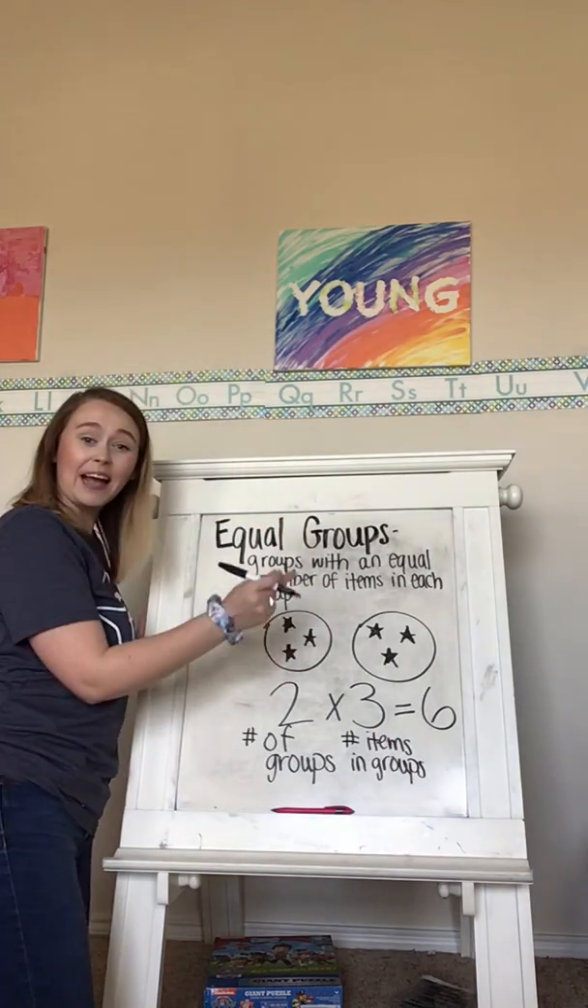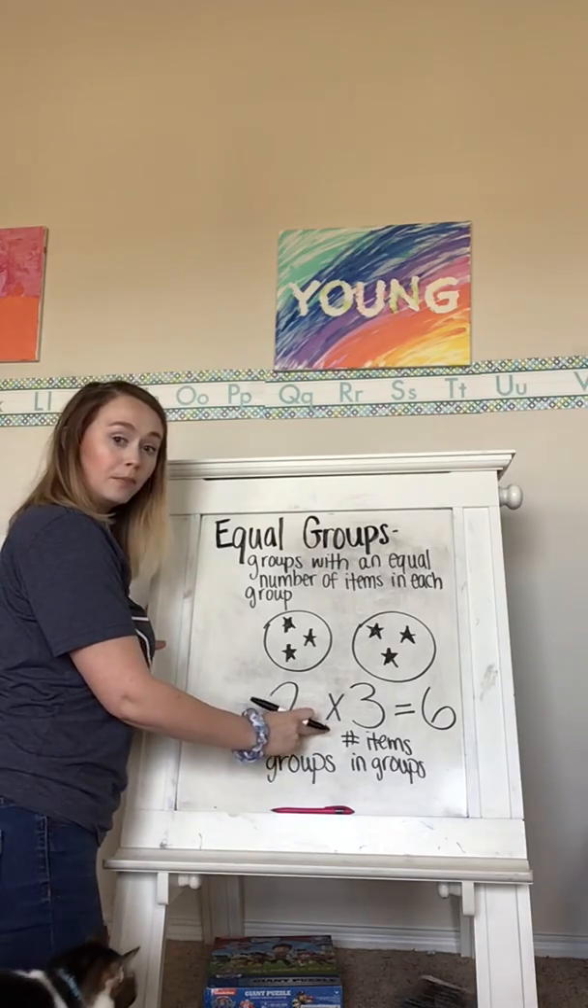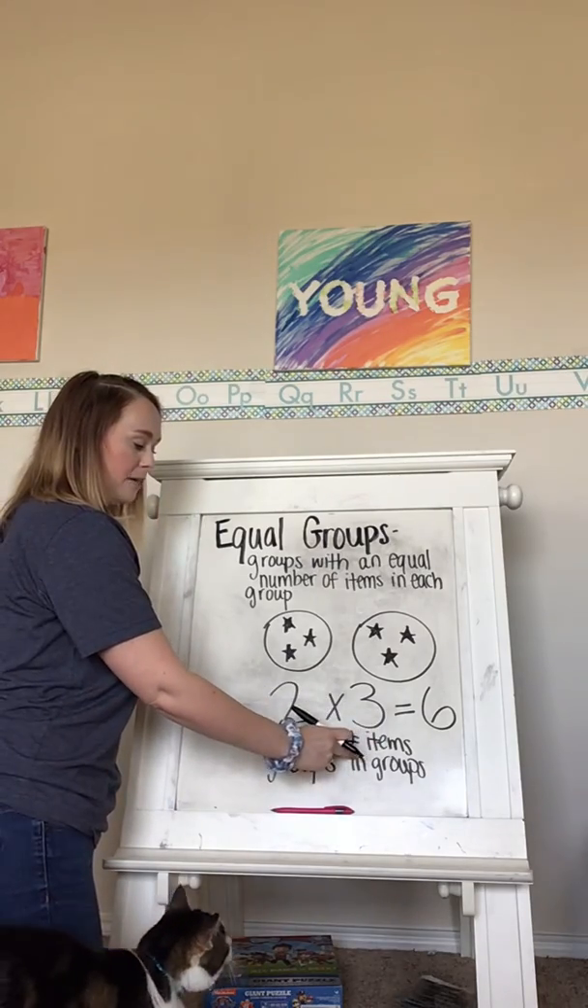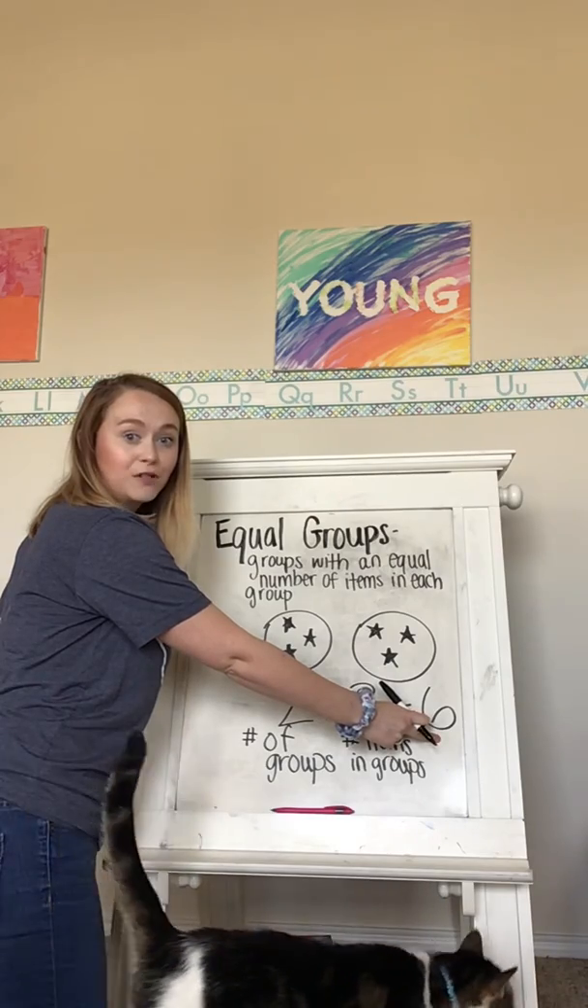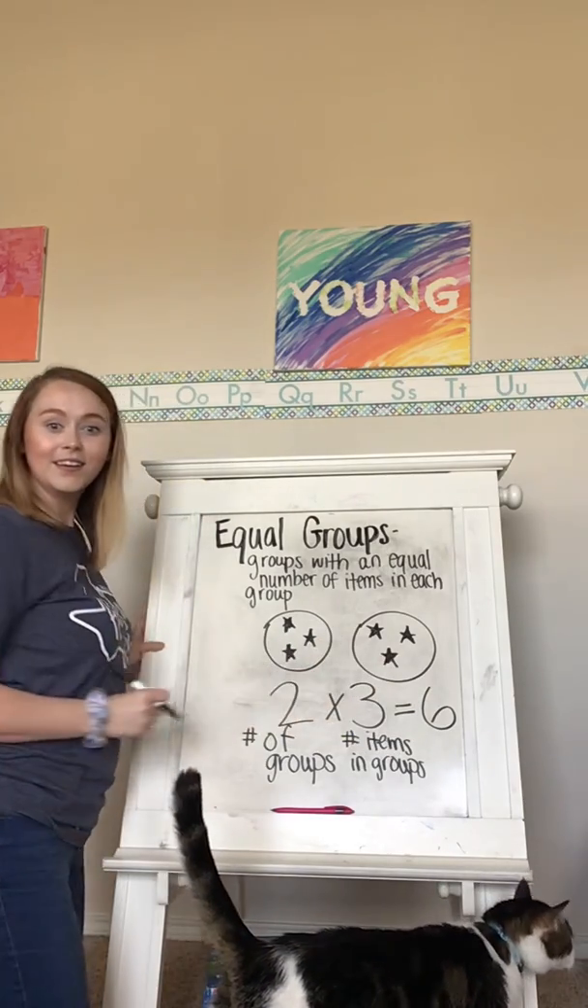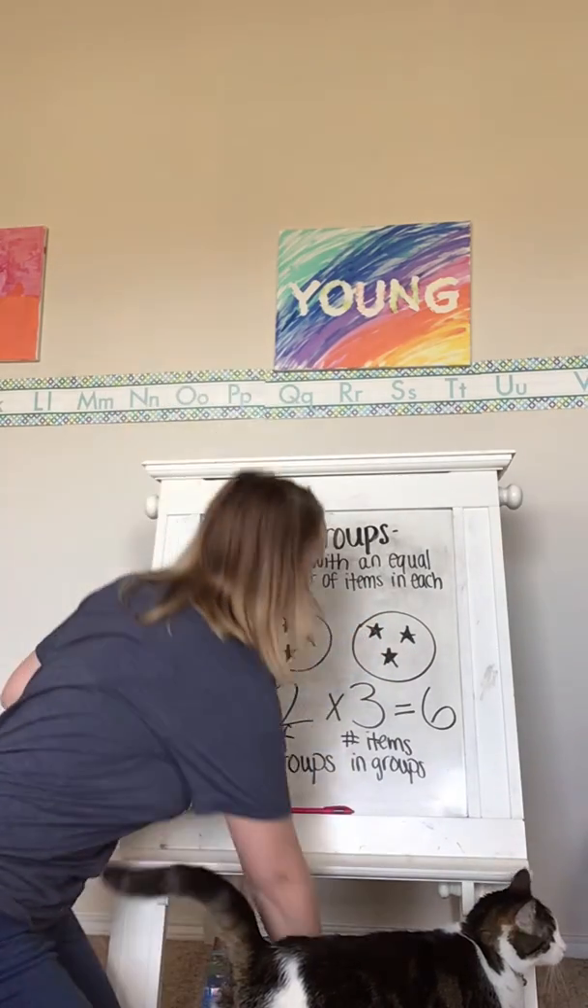So in each group I have 3 stars. Okay? So the number of groups multiplied by the items in each group gives you how many items we have total in both groups. Okay? All right, let's look at another example.